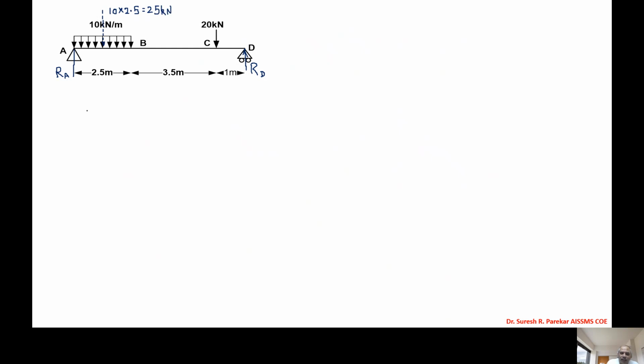Now we will take again two reactions. We have two unknowns: RA and RD. Now two equations. So first we will take moment about A. Why are we taking A? Because we will get directly this distance as 1.25 meters, and this is again 1.25 meters, because the center of 2.5 is 2.5 by 2, 1.25 meters.